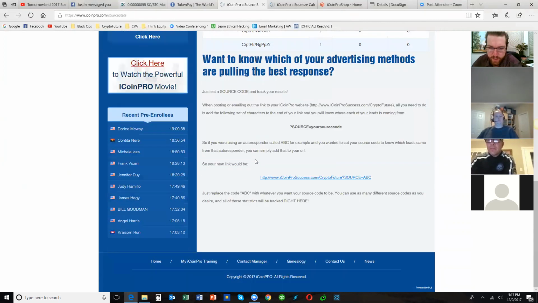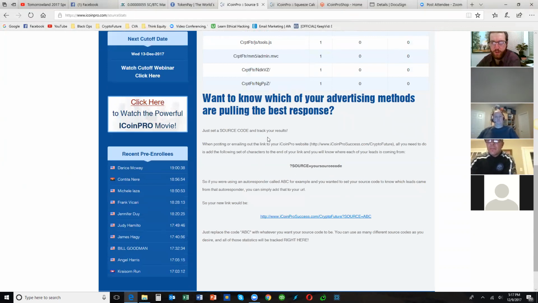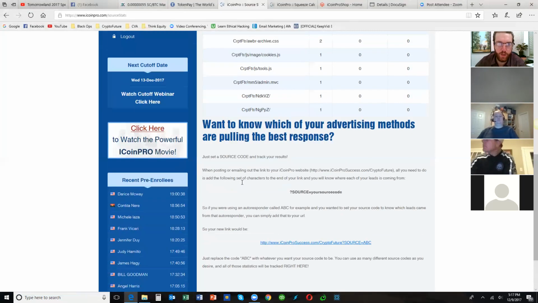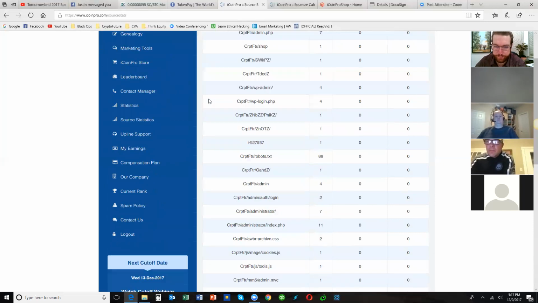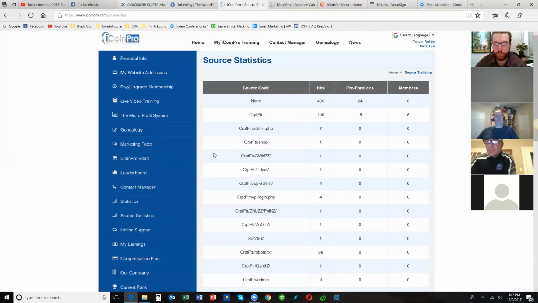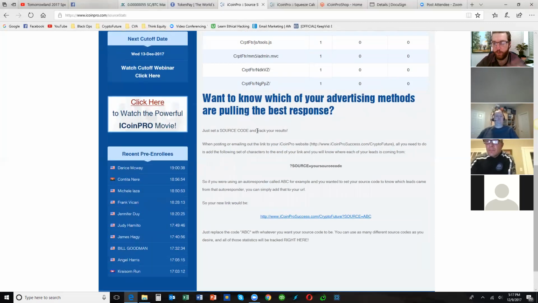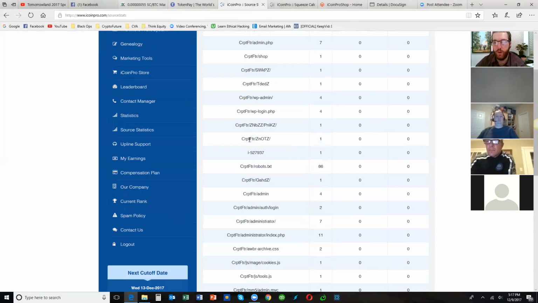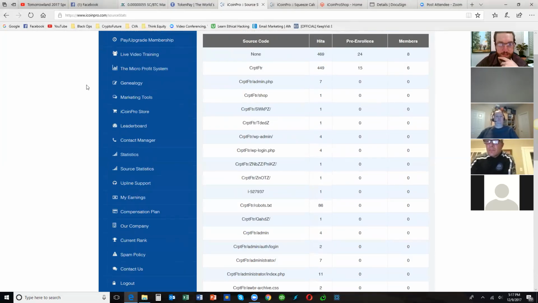Okay, yeah. So right here, it's a source code you can set up for yourself. So you can find out if you're using Twitter, if you're using Instagram, if you're using Facebook. You can put your affiliate link, whichever one you're using, on the My Websites Addresses tab. You can put this source code right here at the end of the link. So it'd be source equals your username. Anywhere you post that, you could tag one source code for Facebook, you can tag one for Instagram. That way you know which one is generating the most traffic from your links.